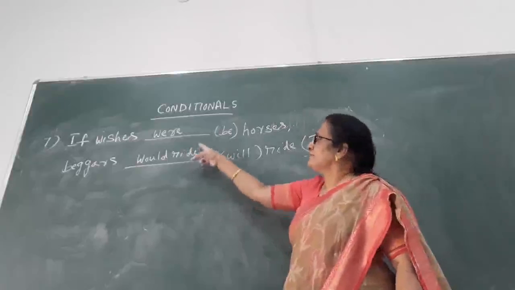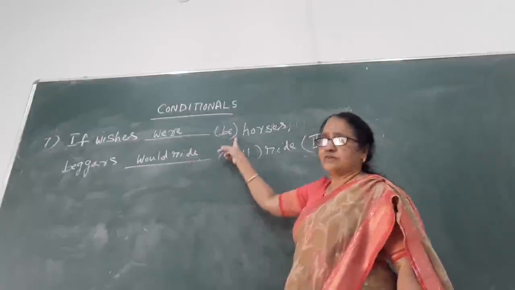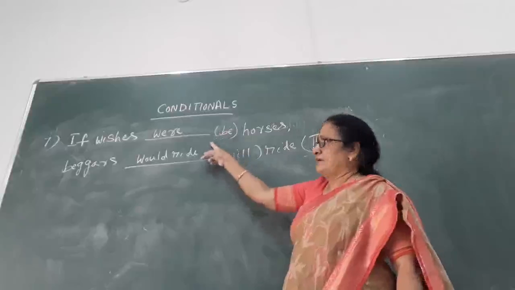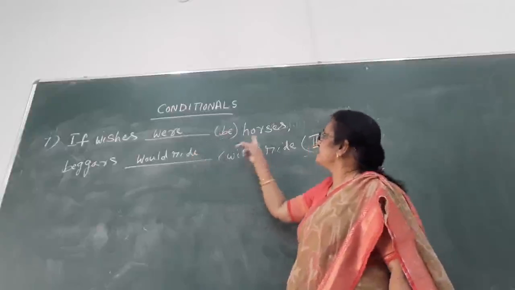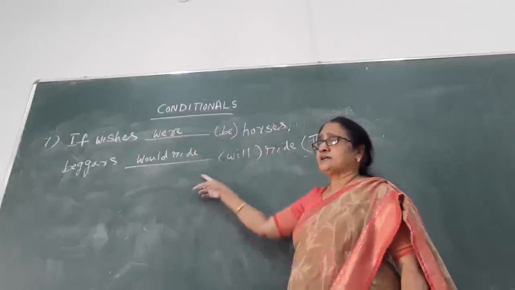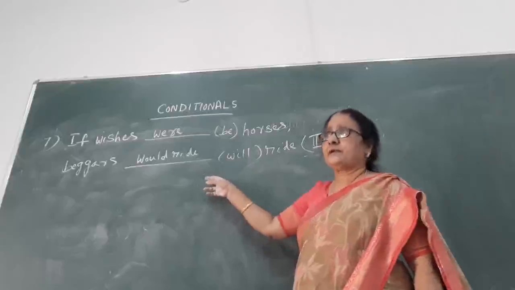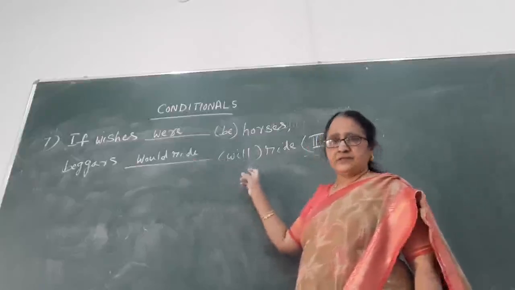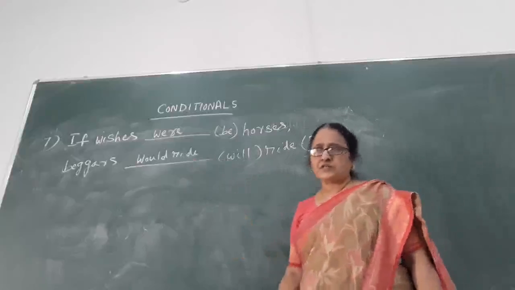So if wishes were, what is the past tense of the BE form? It is were, W-E-R-E. If wishes were horses, beggars would ride. The main clause in the second conditional will be would plus V1, so would ride. Did you understand, students? So it is very easy.